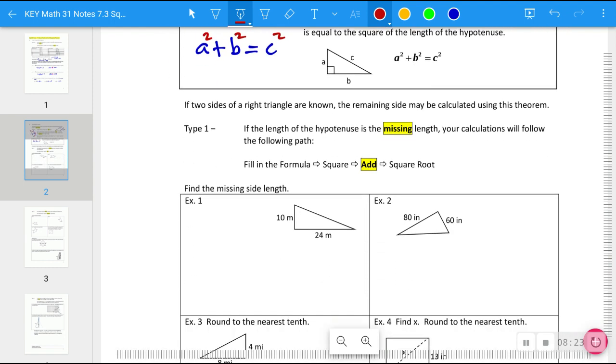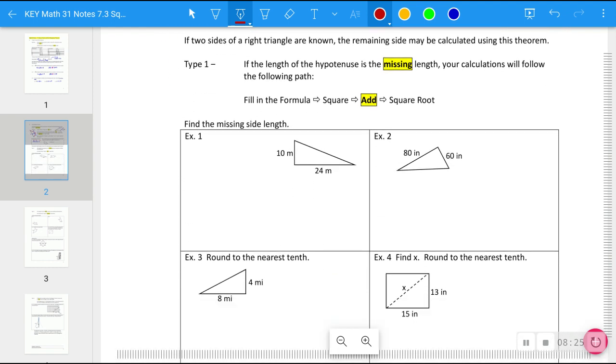Okay, there's two types of problems that we're going to deal with here. One is where the hypotenuse is the missing length. So here you're going to have C that's missing. And you can tell that it's C that's missing because of the right angle there, those are A and B in any order. I'll just arbitrarily choose that one as A and this one as B. So now I know 10 squared, A squared, plus B squared, 24 squared, is equal to C squared.